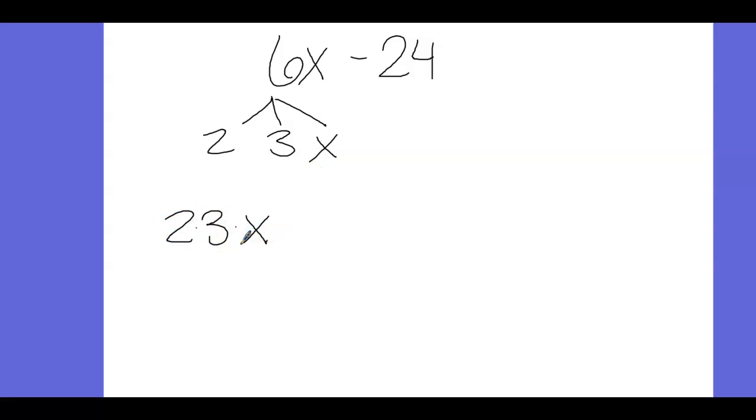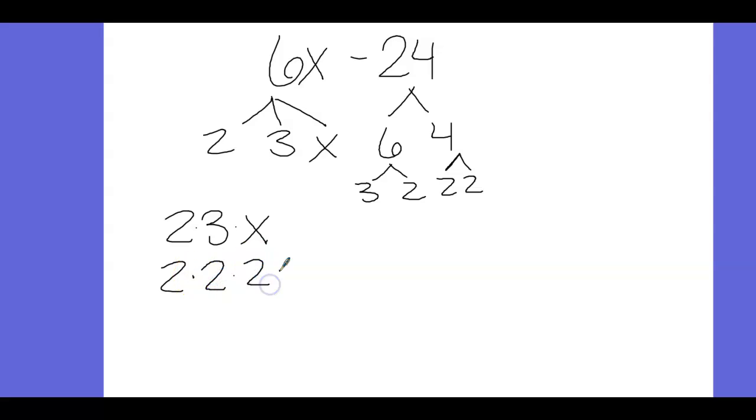What can I break 24 into? 6 and 4. What can I break 6 into? 3 and 2. What can I break 4 into? 2 and 2. So my prime factorization of that one is 2 times 2 times 2 times 3. What do you have in common? The 2 and the 3.